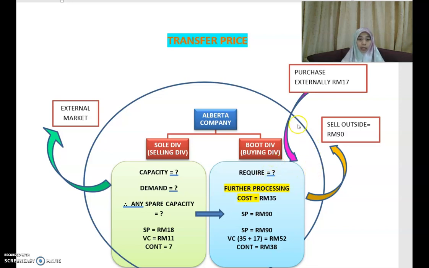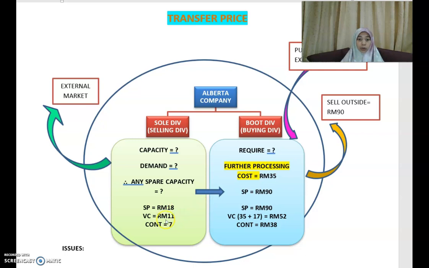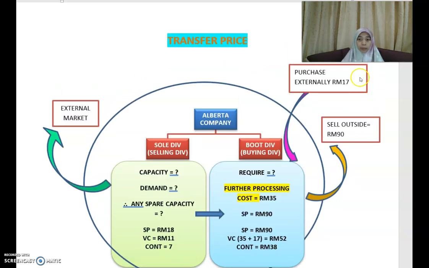Why? Because now you look from the company's point of view. When you want to make the decision, you look from the company's point of view. What is the cost to the company? So the cost is only 11. You see here, the cost of producing the sole is only 11 ringgit to the company. I'm talking about the company. But if the boot division purchases externally, then the cost will be 17. That is higher. Why not they just transfer? It means sole division transfers the sole to boot division because they are in the same company.